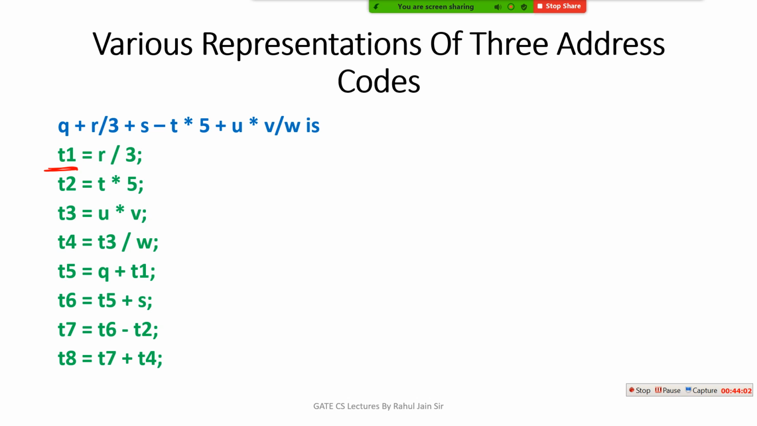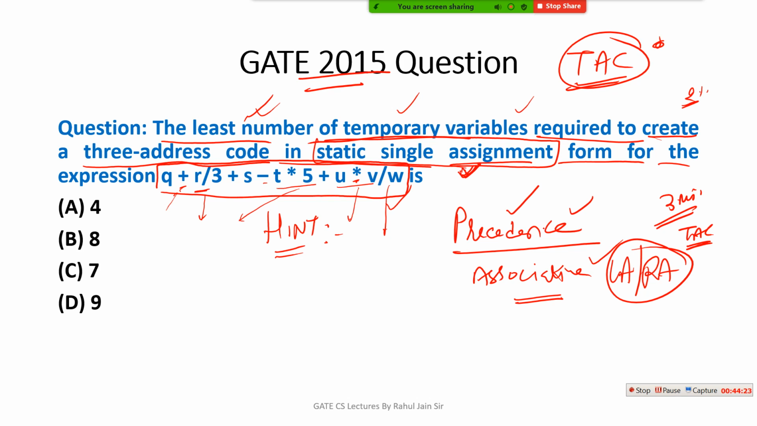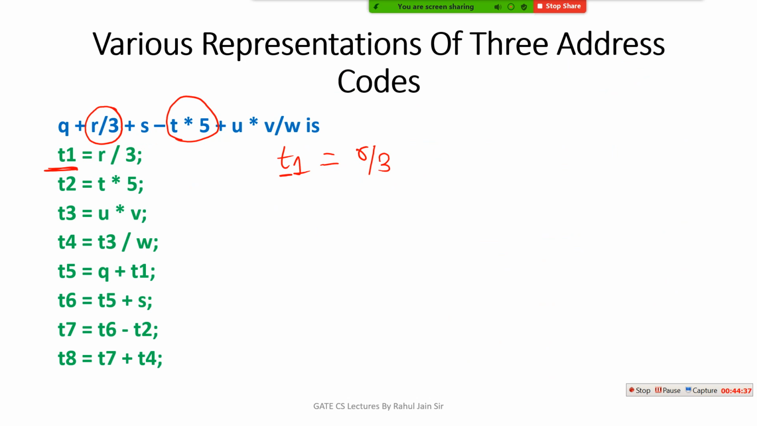Initially, we took a separate variable t1, and t1 is holding the value of r divided by 3. Whatever value r divided by 3 holds is stored in t1. Now we are taking the value of t into 5. You will ask me, sir, why are we not going sequentially? Because I told you, we need to go with precedence as well as associativity. The precedence of the division operator and the multiplication operator are equal, but associativity is from left to right. That is why we calculated this one first, and after that we calculated this one.